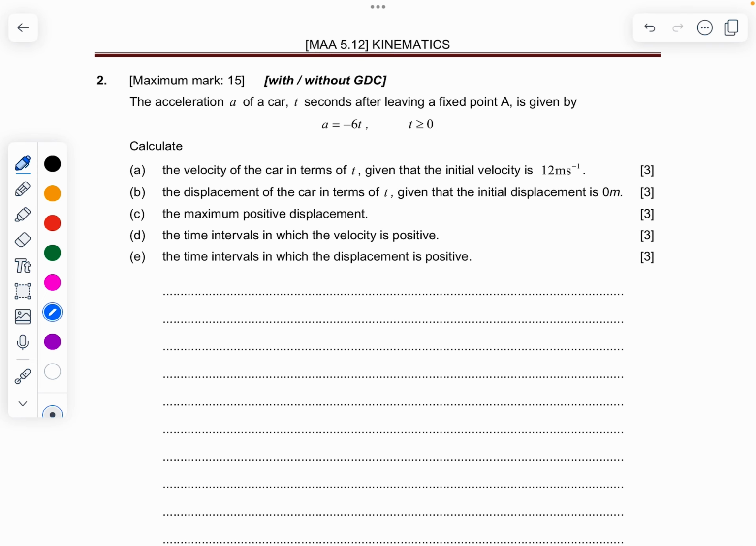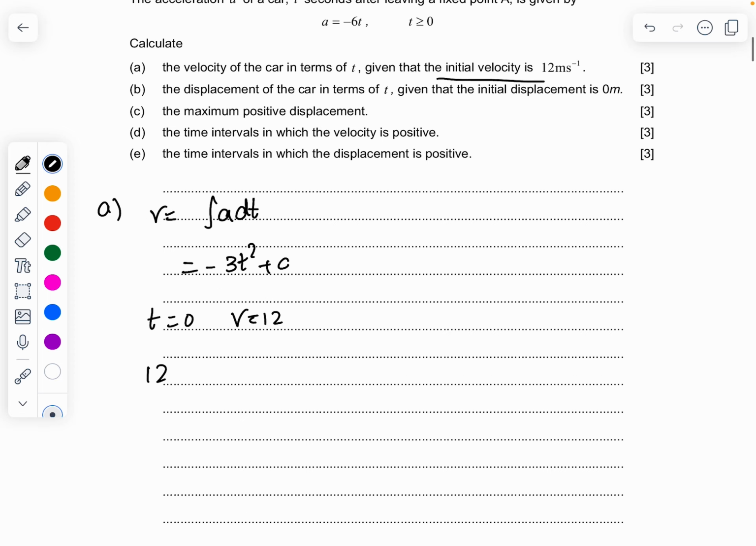Now coming to question number 2. The acceleration a of a car t seconds after leaving is given. Find the velocity. So velocity is the integral of acceleration, which is going to be minus 3t square plus c. Given that the initial velocity is 12, if t equals 0, v equals 12. So 12 equals minus 3 times 0 square plus c. So what is the value of c? c is 12. So the formula of the velocity is minus 3t square plus 12.